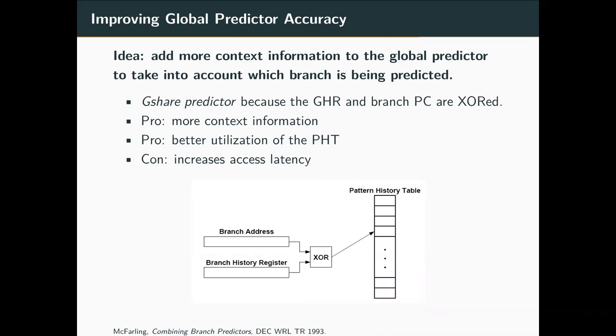So let's think of some more ways of adding context to our predictors, because that's really what's happening with these global predictors. We're adding additional context of what's happened beforehand.